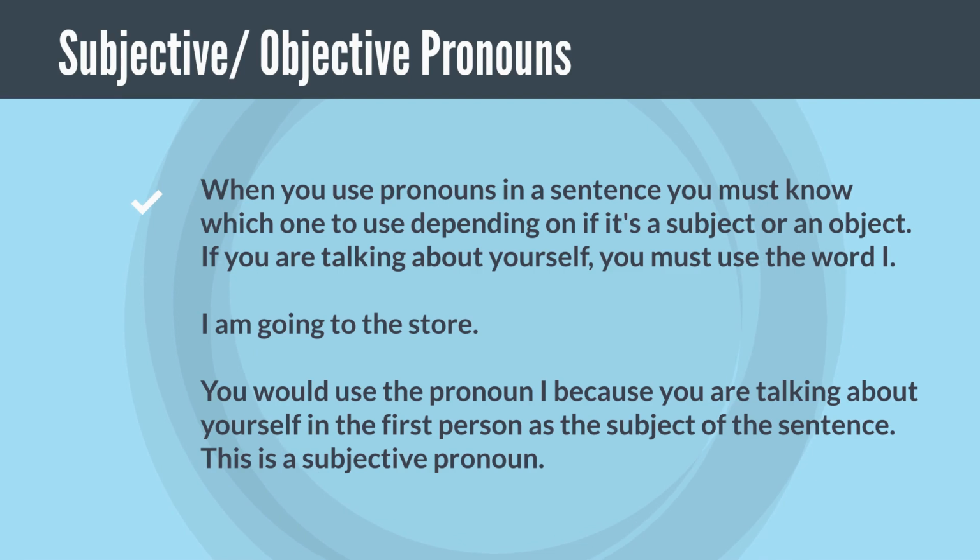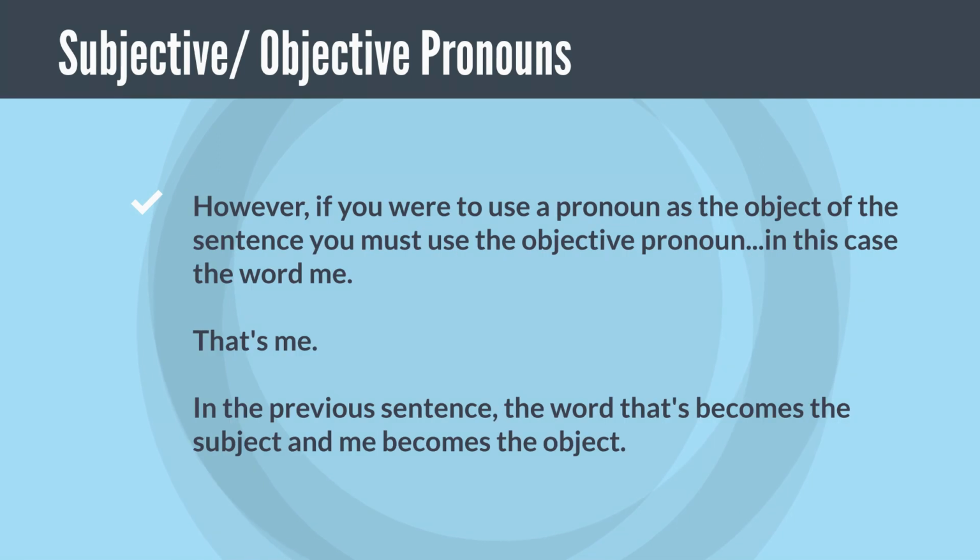Subjective and objective pronouns. When you use pronouns in a sentence you must know which one to use depending on if it's a subject or an object. If you are talking about yourself, you must use the word I. I am going to the store. You would use the pronoun I because you are talking about yourself in the first person as the subject of the sentence. This is a subjective pronoun.